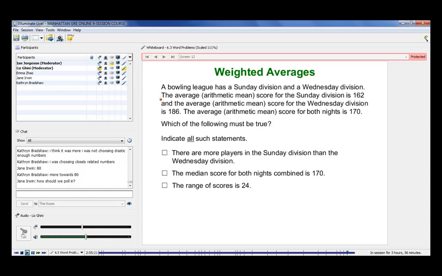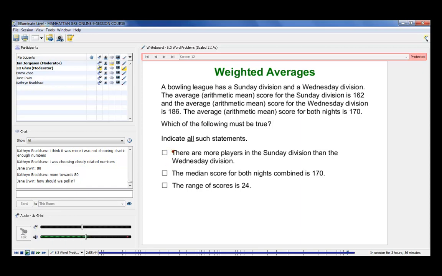A bowling league has a Saturday division and a Wednesday division. The average for the Sunday division is 162, and the average score for the Wednesday night division is 186. The average for both nights is 170, okay? So which of the following must be true? Does this have to be true? Smile if it has to be true, thumbs down if no.